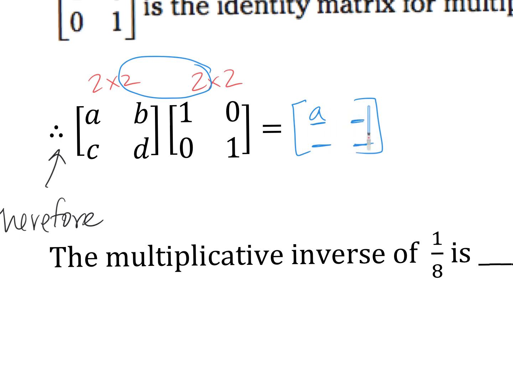This spot is top row right column. I take top row times the right column. What's A times 0? 0 plus B is B. This is all working out. Bottom row left column: C times 1, C plus 0 is still C. Bottom row right column: 0 plus D is D.